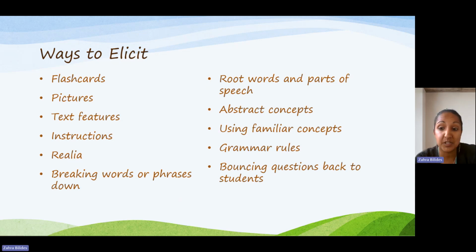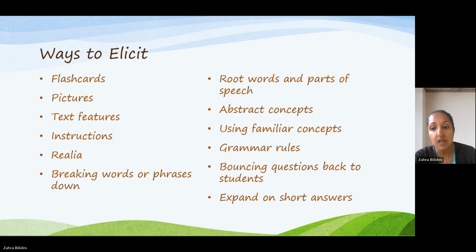And bouncing questions back to students. So if they ask you a question, throw it back to the learners. Get somebody else to answer it. What do they think? Because that, again, helps you to see what they know, what other people know, and helps them to become more independent and rely on each other more, as opposed to you as the teacher.